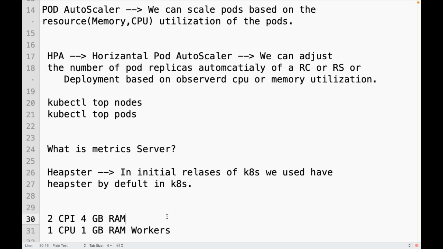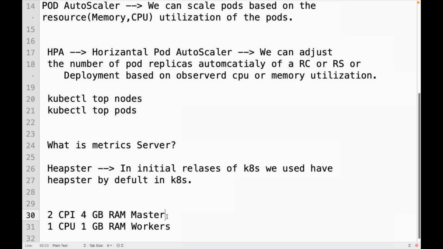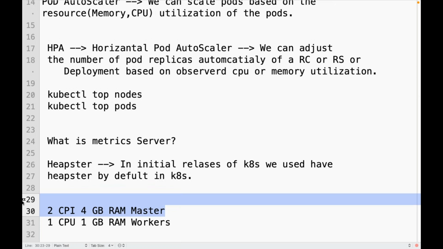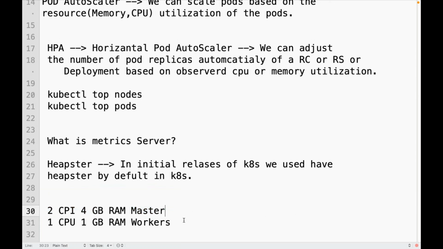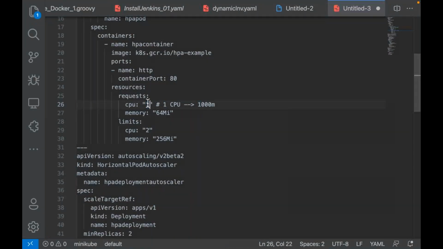But by default, will pods be scheduled in the master? This is out of scope. Pods will not be scheduled in the master. But in the workers, the server itself has this much capacity, and I am requesting this much. Is it going to be scheduled if I request one core here?